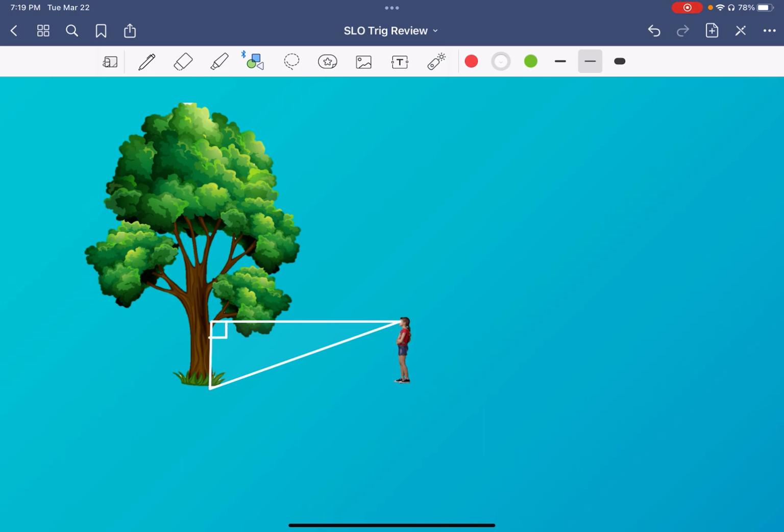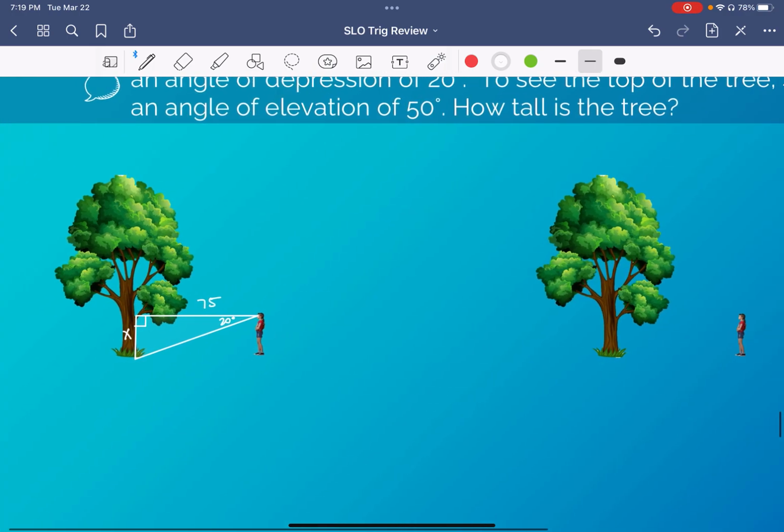And so it said that the angle of depression was 20 degrees, and they said that she was 75 meters away from the tree. Now, since I'm wanting to figure out the height of the tree, I am going to want to know the vertical distance so I can start to piece together the height of the tree. So we'll come back to that.